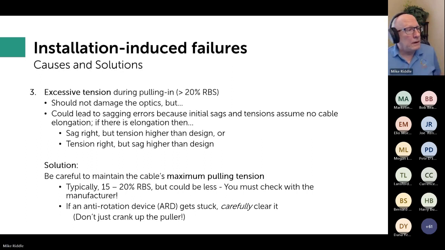Next, excessive tension during pulling in. Now, a cable supplier may limit the pull-in tension to 15% rated breaking strength, or I've even seen 10% rated breaking strength. But if a cable supplier told you that the tension needs to be kept under 10% of rated breaking strength during pull-in, they're telling you that in order to protect the optics. They might be being a little bit conservative, but that's kind of the intent.